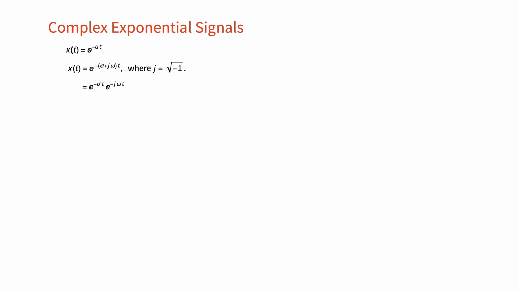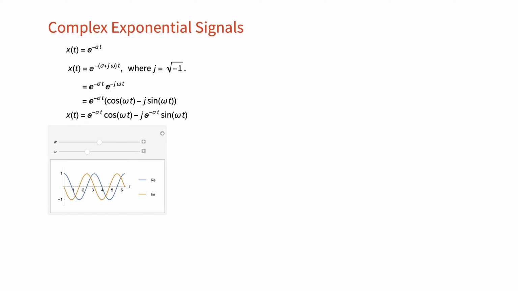Note that we can always rewrite an exponential expression using Euler's identity in terms of sine and cosine, as shown here. So basically, we have a complex signal that is sinusoidal in its real and imaginary parts. That's what the plot of the signal shows as well.